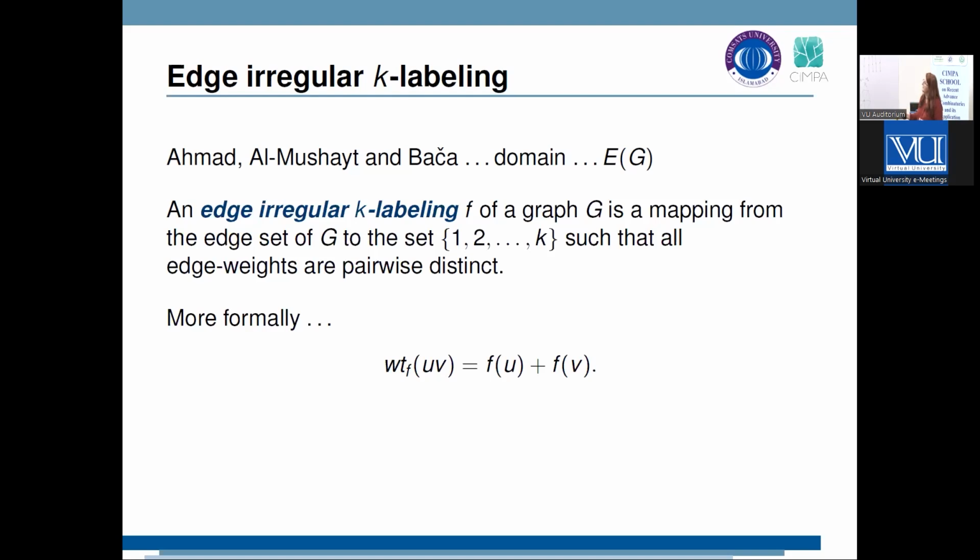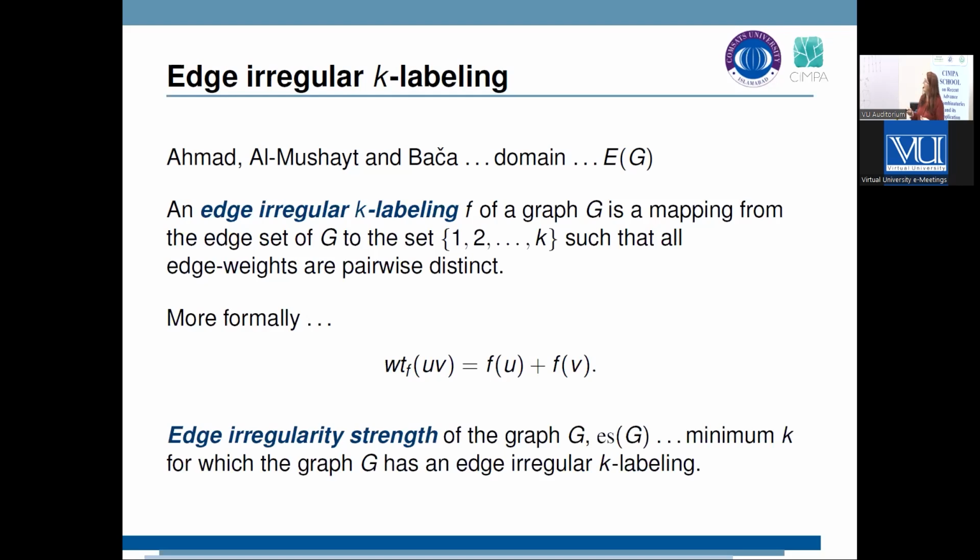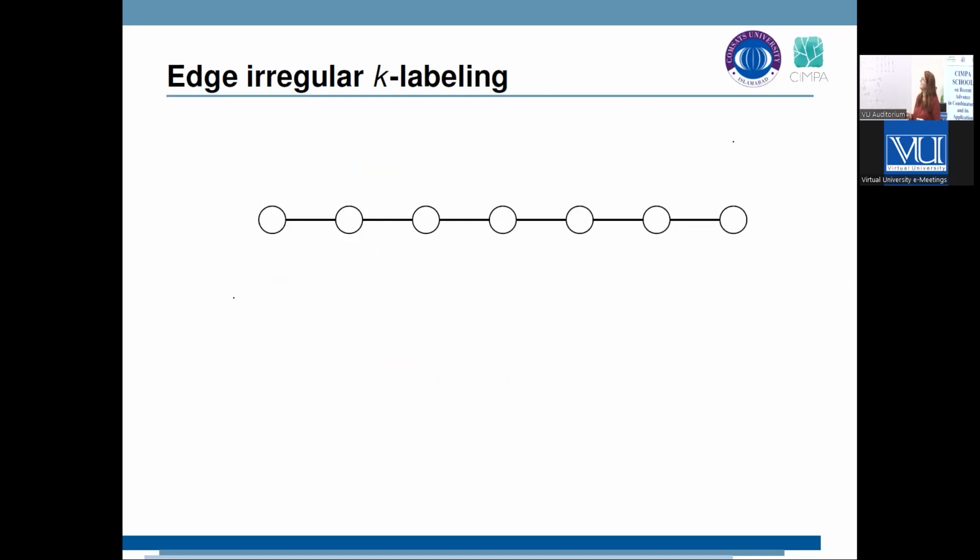Edge weight is defined as the sum of the labels of the end vertices of the edge. Again, our goal is to minimize the maximal used label, in this case the vertex label. This parameter is called the edge irregularity strength of the graph. So let's have an example. We have again our path, and we assign numbers to the vertices. So at least the picture is correct. Sorry, I hope I will not forget to change it.